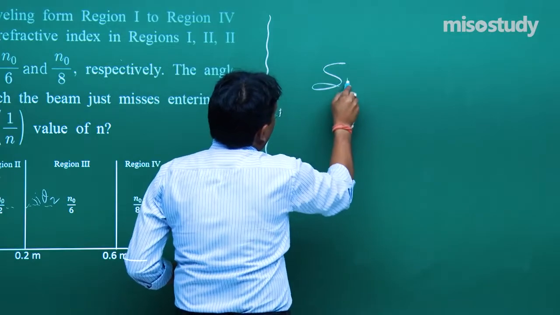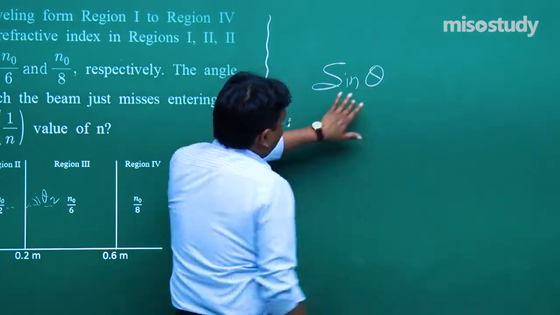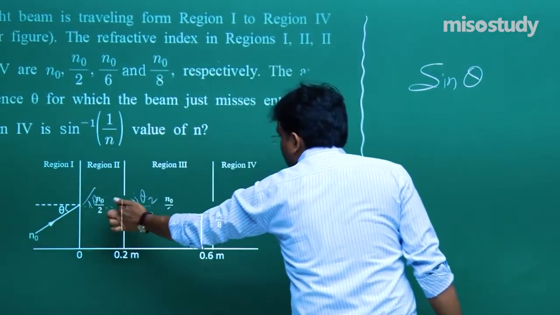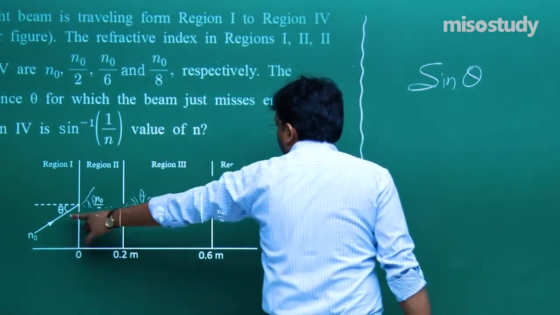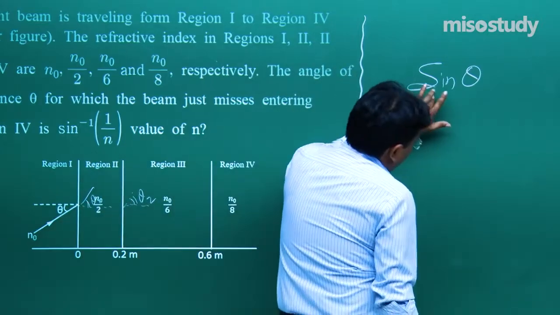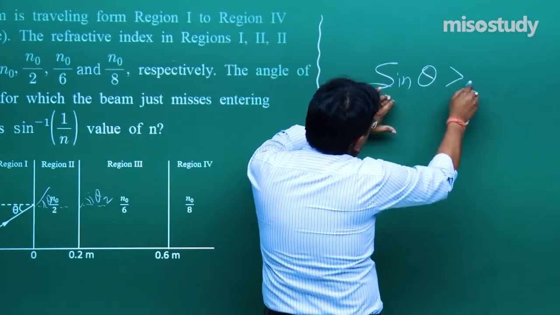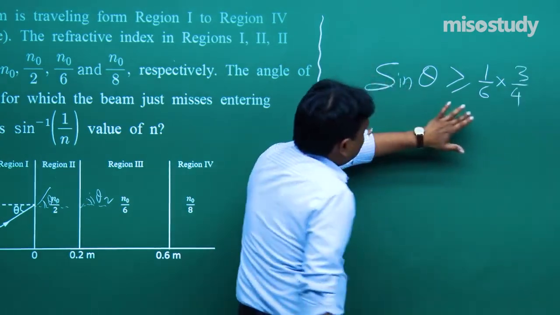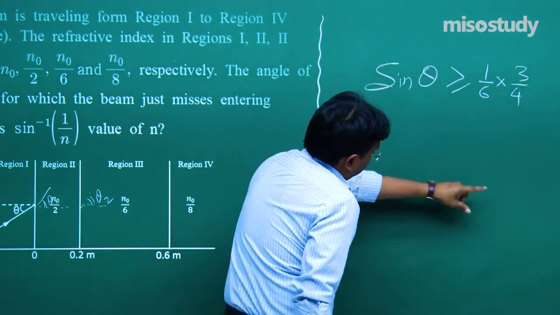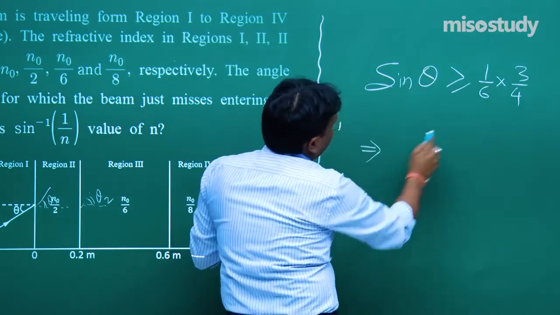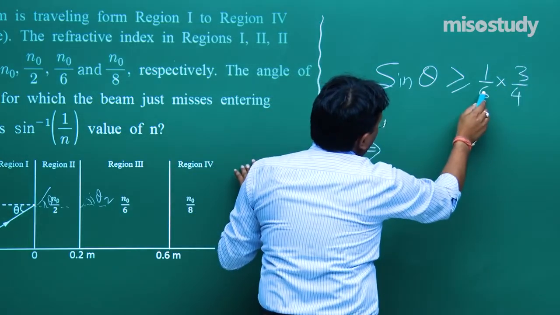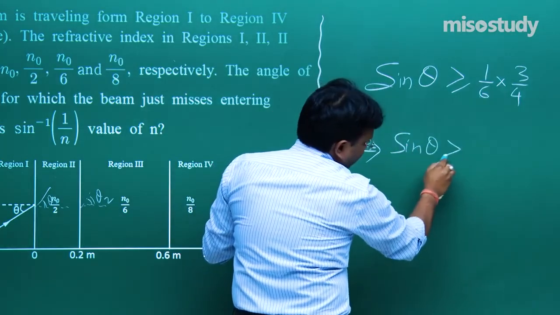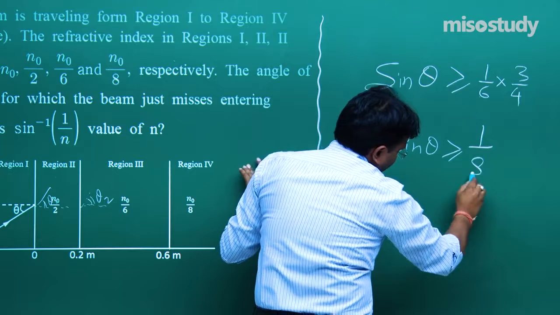That is sin theta. What exactly is theta? Basically we are interested to find this theta, because ultimately all other theta 1, theta 2 will be decided by this launching angle. So sin theta is greater than or equal to 1 by 6 into 3 by 4. The way we just calculated, sin theta is equal to 3 by 4. So what will it give me? It will give me 3 by 24, that is 1 by 8. So sin theta is greater than or equal to 1 by 8.